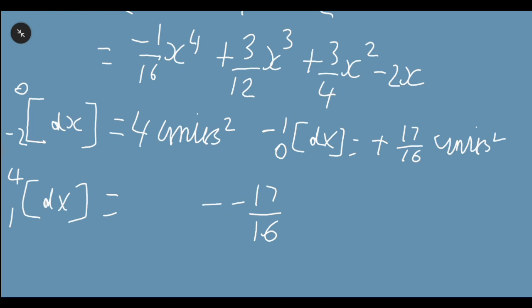So let's sub in 4. When we substitute in 4, we also get 4 units squared. So if we do 4 minus 17 over 16, this is going to give us 81 over 16 units squared.